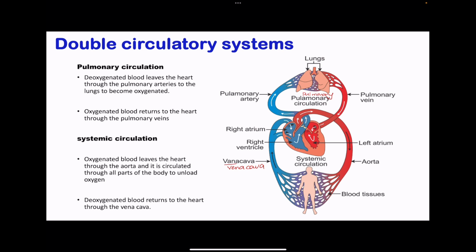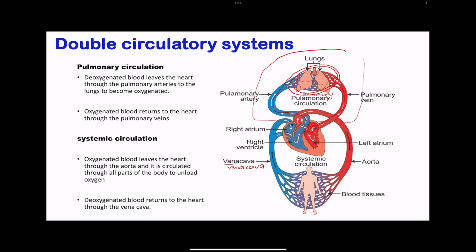Focusing on pulmonary circulation, this is when blood leaves the right side of the heart. From the right ventricle, it goes to the lungs, where it's going to be oxygenated, and then it leaves the lungs, returns to the left part of the heart, where it's going to be pumped in order to go to the rest of the body. So this part of circulation is called pulmonary circulation.